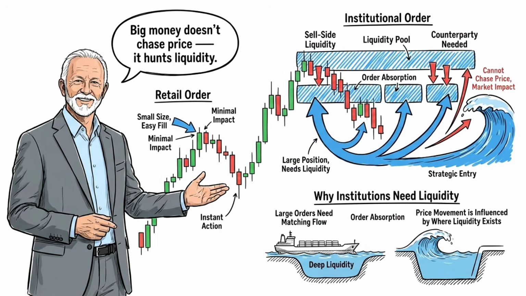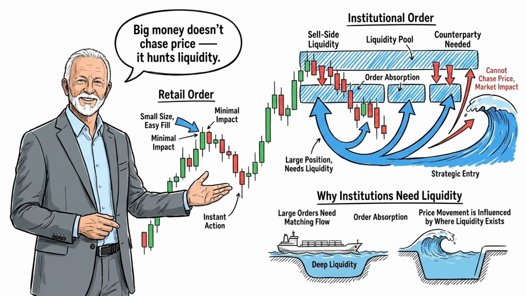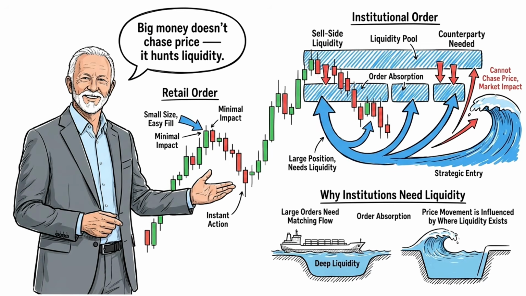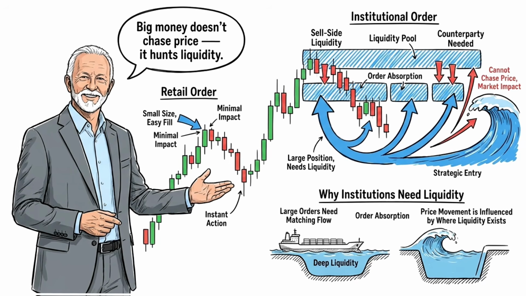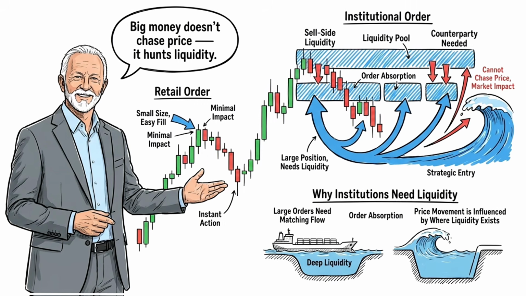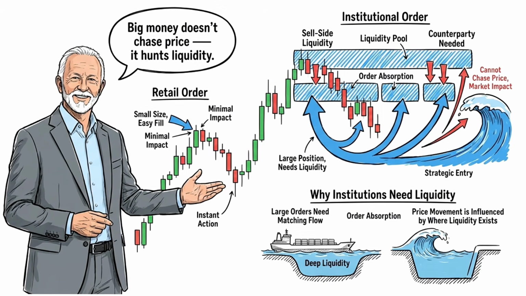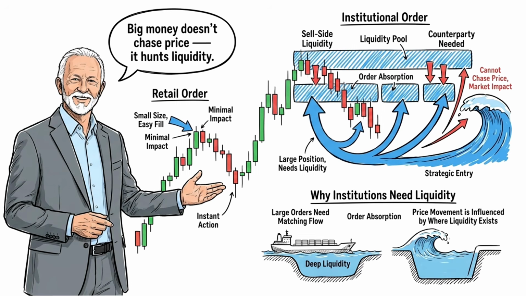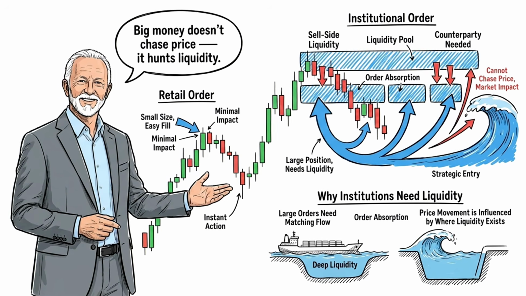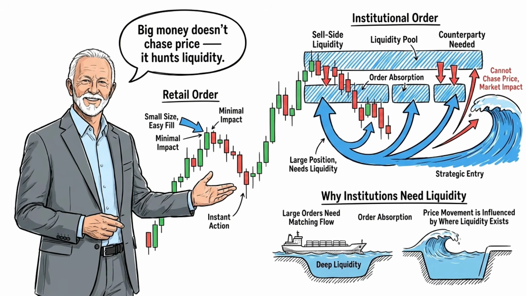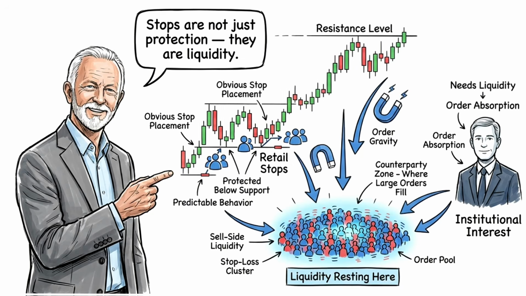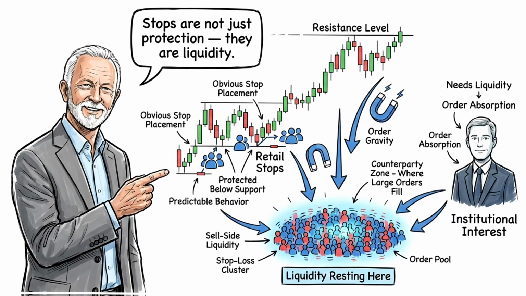Now, here's what textbooks don't tell you. Big institutional players, banks, hedge funds, prop desks cannot fill massive positions the way retail traders can. If Goldman Sachs wants to buy 500,000 shares of the S&P 500 futures, they cannot just hit market order and call it a day. That order alone would spike the price against them. They need a counterparty. They need a pool of sell orders large enough to absorb their buy. Where do those large pools of sell orders cluster? Right where retail traders place their stops.